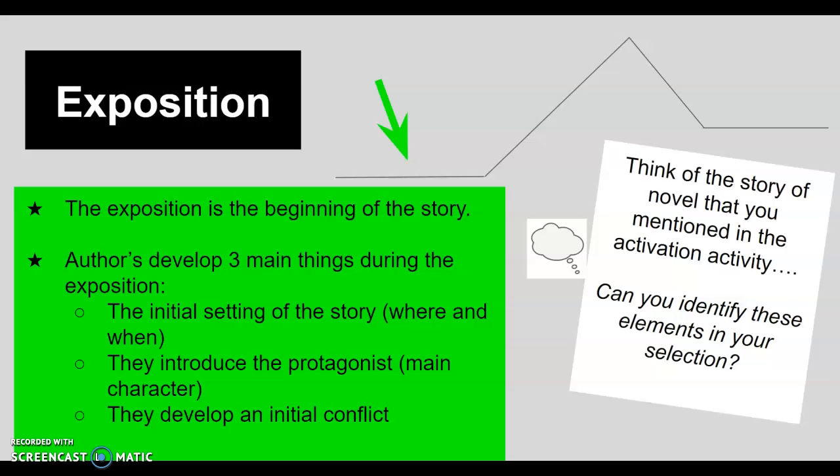Think about that short story or novel that you mentioned in the activation activity. Can you identify these 3 elements of the exposition in that book or short story?